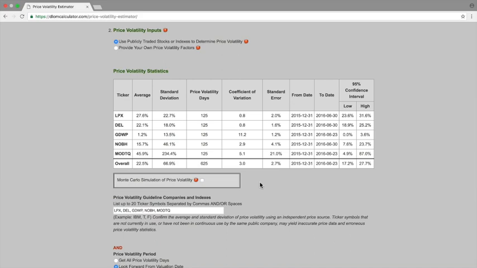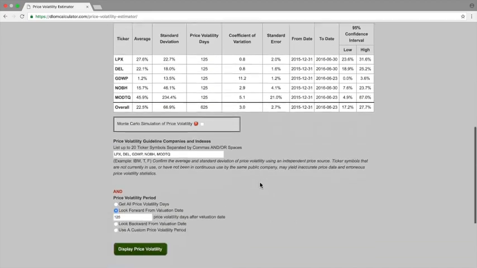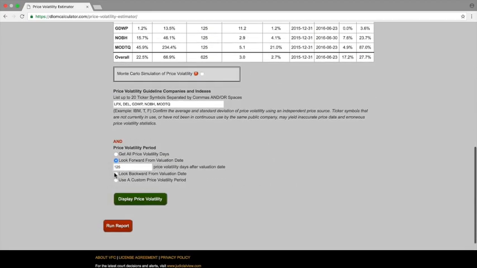Again, however, such observations may cause you to reconsider one or more of your guideline selections or to select a different estimation date range. Clicking the third radio button under the caption Price Volatility Period allows users to restrict the price data to trading dates before the valuation date entered in Step 1.